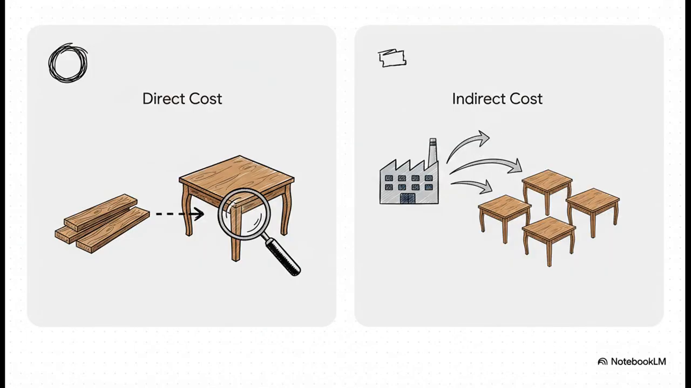So the most fundamental split, the first pair of glasses we're putting on, is direct versus indirect costs. A direct cost is easy. You can physically trace it to one unit. For our table, that's the wood. You can literally point to it and say, that wood is in that table. And indirect costs, what people usually call overhead, is just as important, but it's shared. Think about the factory rent. It helps you make all the tables, not just that one specific table.